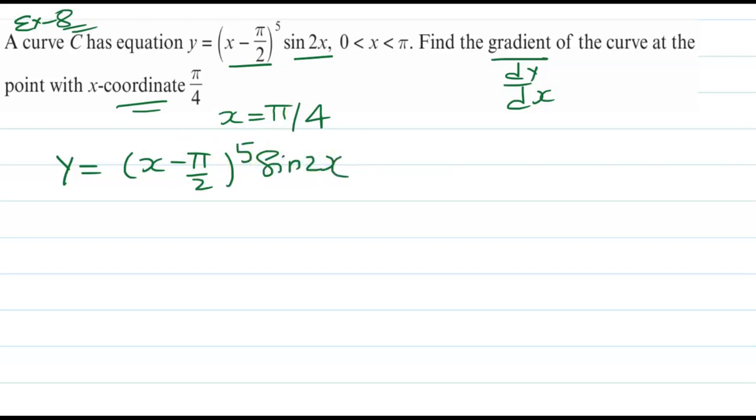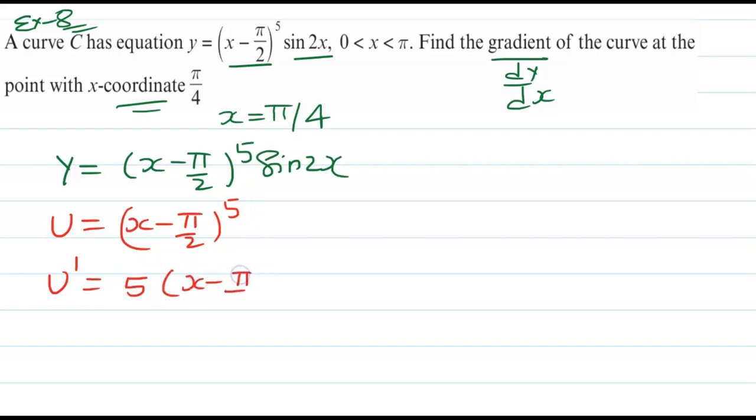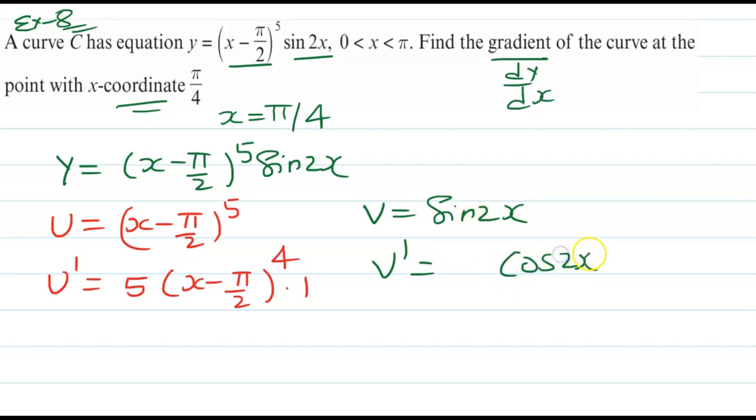Okay, so let's assume u is (x minus pi by 2) to the power 5. And first let's differentiate it, u dash. So it will be 5 (x minus pi by 2) to the power 4, and differentiation of x will be 1. Similarly, if we differentiate v, so v is sine 2x, v dash: differentiation of sine is cos 2x, and differentiation of 2x again, so it will be 2 cos 2x.